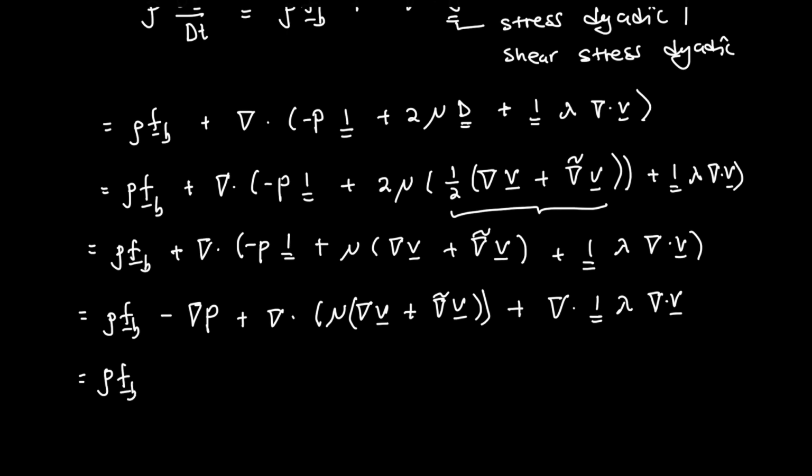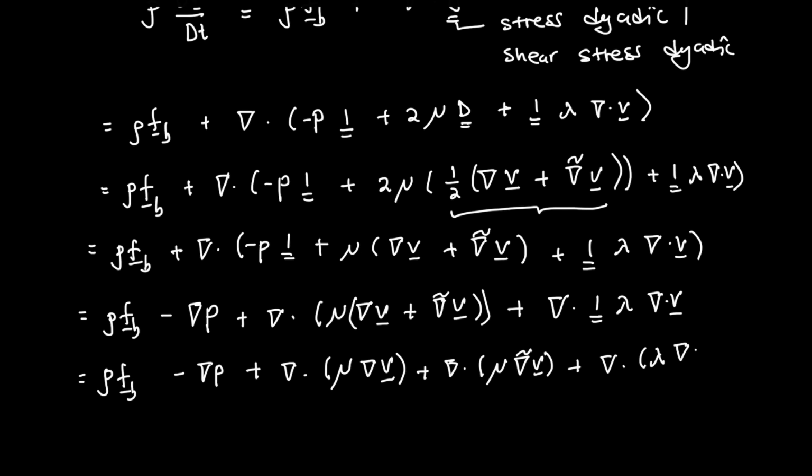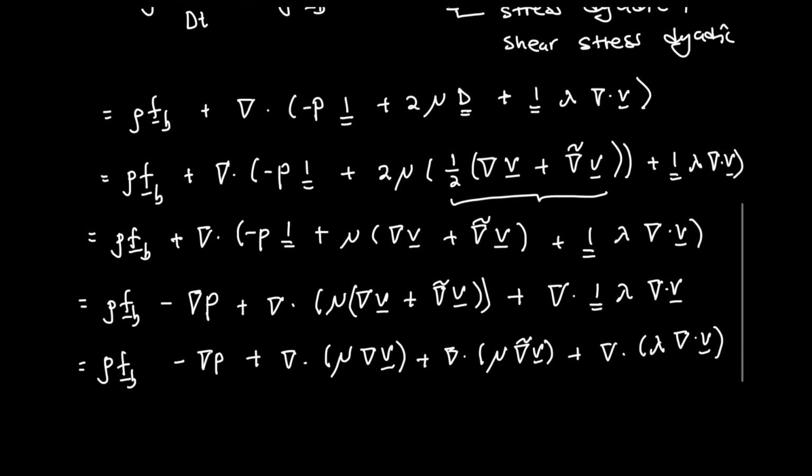Okay, guys. So from here, I trust that you guys are following. So this still remains the same, minus del p plus. All right, so it's going to be del dot the viscosity del v, plus del dot the viscosity times the transpose portion over here, plus, okay, so del dot the identity dyadic, we're going to get the vector, so it's this dot lambda del dot v. Okay, then we continue further.